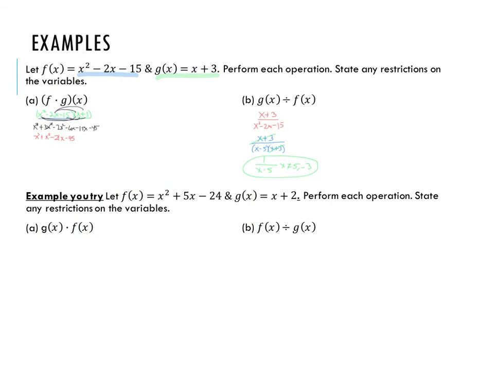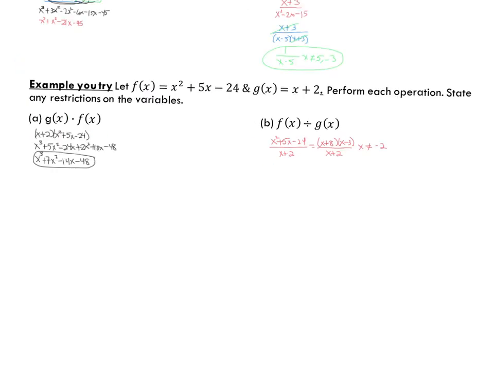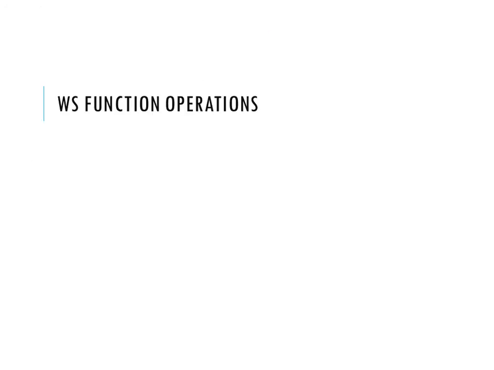Take a minute or two and try the two example you-tries. Hopefully for A, you got x cubed plus 7x squared minus 14x minus 48. And for B, you had x squared plus 5x minus 24 over x plus 2, or x plus 8 times x minus 3 over x plus 2. X cannot be negative 2. And you are officially ready to practice. The end.